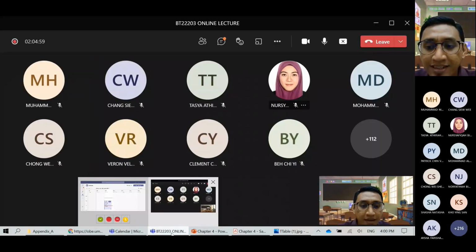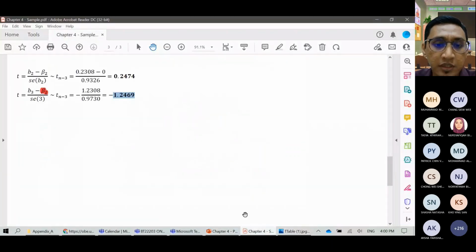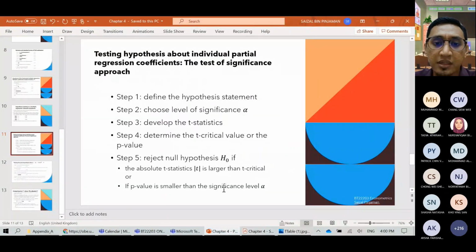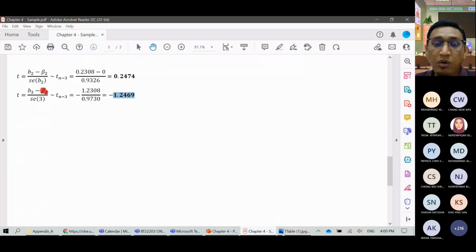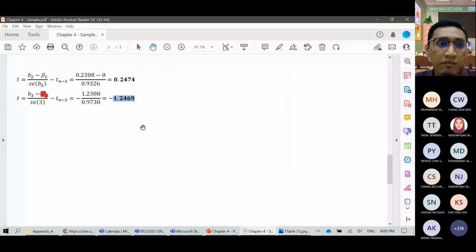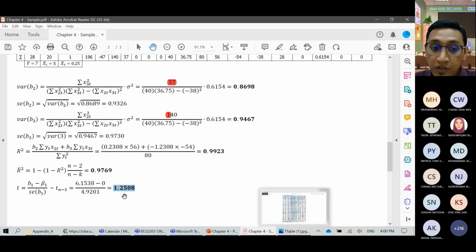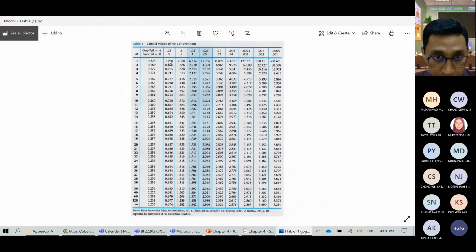So another thing, apart from using the T critical, you can also refer to the p-value. How to determine the p-value? Easy. Here we have the T statistic for B1, 1.2508. After we have this 1.2508, we refer to the T table.